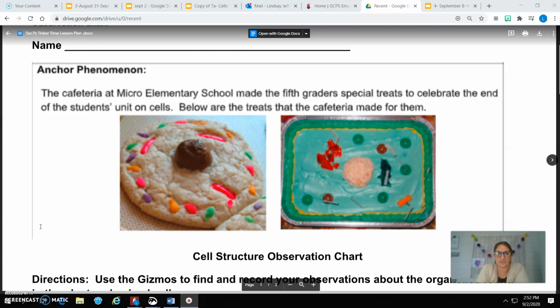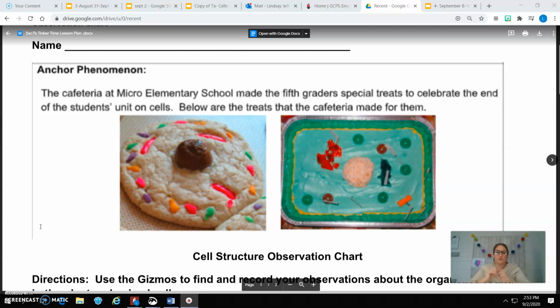So last week you learned that cells are so small we cannot see them without magnification. The actual scientific term is we cannot see them with the naked eye. We need magnification to be able to see cells. So we are trying to make a model, which is like a replica or a representation of something that we can't even see without magnification.